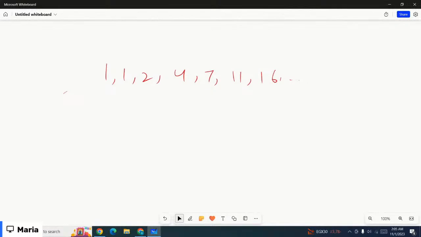First, let's just see the pattern in the sequence, how it is increasing, right? So 1 plus 0 is 1, then 1 plus 1 is 2, 2 plus 2 is 4, 4 plus 3 is 7, 7 plus 4 is 11, and 11 plus 5 is 16. Got it? So you can see the amount you need to add increases by 1 each time, right? The one you are adding is 4 or 5.